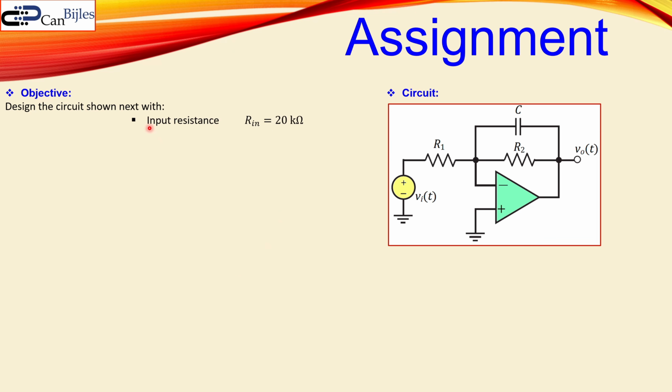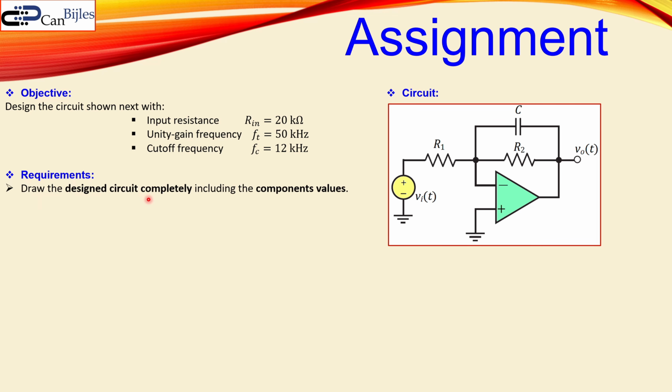Now we have the following specification. Input resistance must be 20 kilo ohms. The unity gain frequency must be 50 kilohertz. And we have the cutoff frequency of 12 kilohertz. So three specifications. If you have three specifications and three unknowns, then we have a unique set of solutions. The requirement is that we need to draw the design circuit completely.